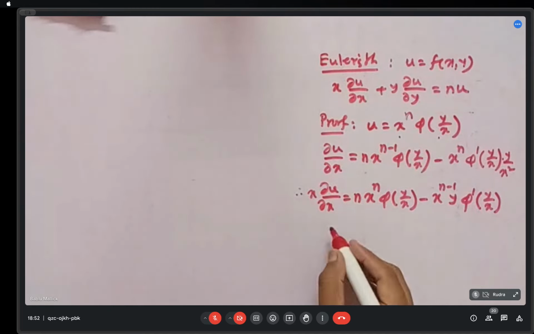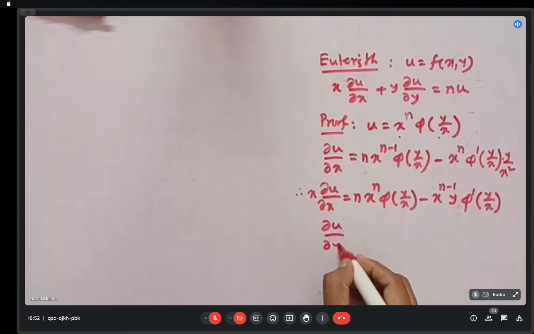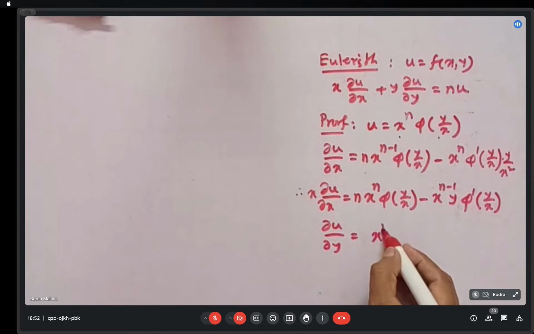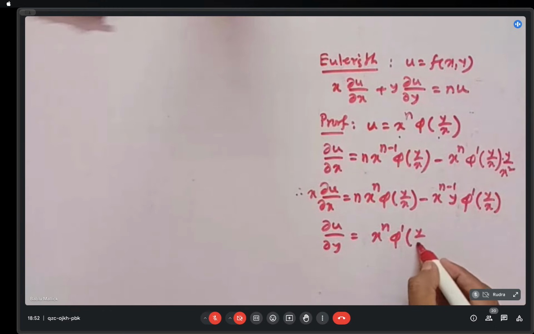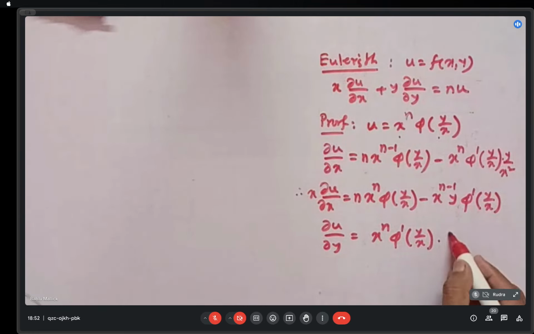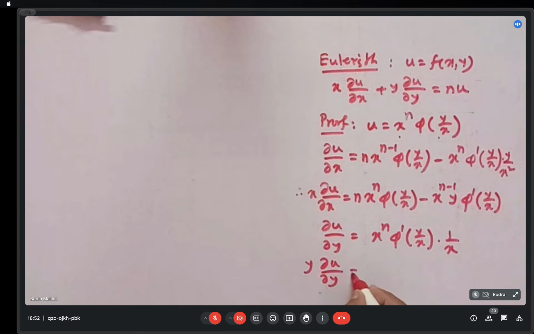Next, calculate del u by del y. So x to the power n is constant, the derivative of phi y by x is phi dashed y by x into derivative of y by x, which is 1 by x. Then y into del u del y is equal to y into x to the power n minus 1 into phi dashed y by x.